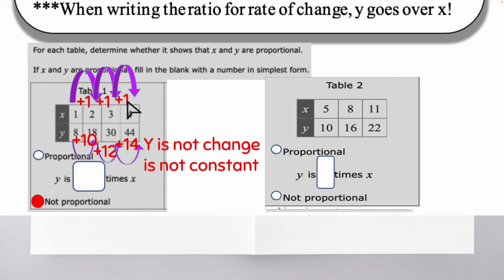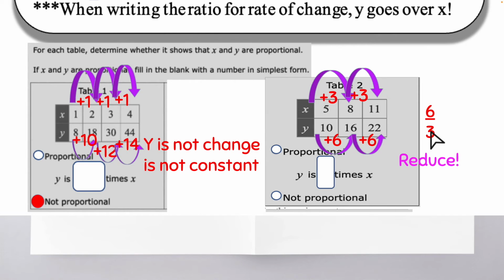All right, so let's look at table number 2. We're going to do the same thing. What's the change in the X's? From 5 to 8 is 3. From 8 to 11 is 3 again. So that's constant. It's going up by 3 each time. Now with the Y's, from 10 to 16, it's 6. From 16 to 22, it is 6. So yay! We found a constant rate of change. Remember, it's going to be 6 over 3, Y over X, and then I want to reduce. Both can divide by 3. 6 divided by 3 is 2. 3 divided by 3 is 1.